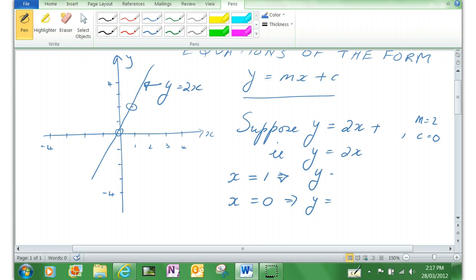Now let's suppose we change it around a bit. Just remember from the last bit that this is the line y equals 2x. Let's suppose we change it from m equal 2, where we had before c equal 0. Let's put in, say, 3 and see what happens. So the rule is going to be y equals 2x plus 3.